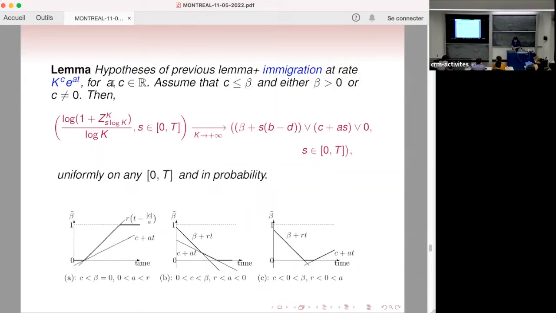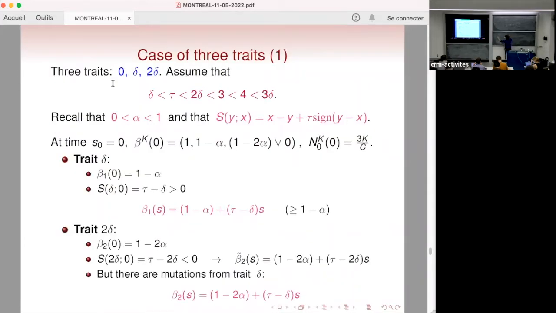So at the beginning, the dominant trait is 0. What is the fitness of the trait delta in the resident population with trait 0? It's x equals 0 minus delta plus tau, times the sign of delta minus 0. Delta is positive, so it's tau minus delta, and by assumption, tau minus delta is positive.